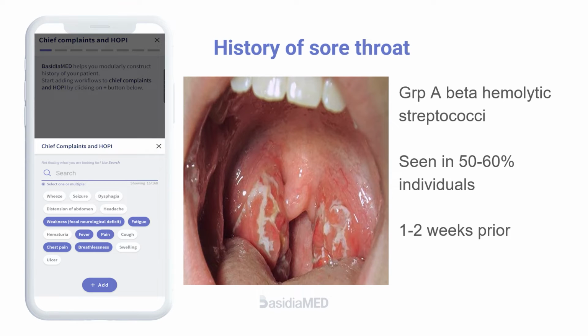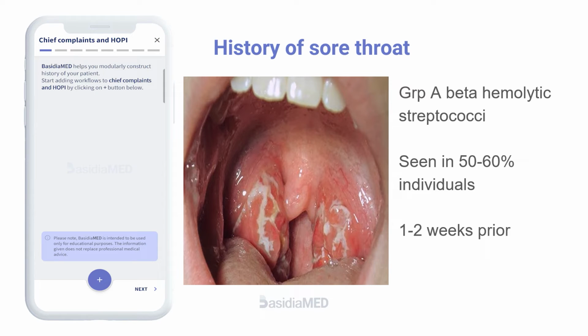Sore throat. 50 to 60% of people who develop rheumatic fever recall having a sore throat infection 1 to 2 weeks prior. Most streptococcal infections of the throat are caused by Streptococcus pyogenes, a group A streptococcus that also causes scarlet fever, rheumatic fever, and impetigo.